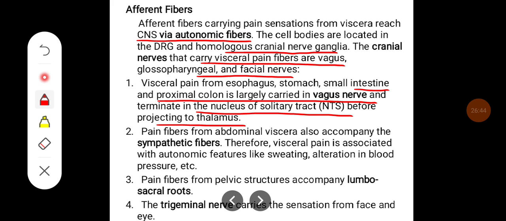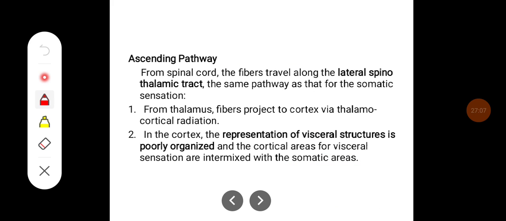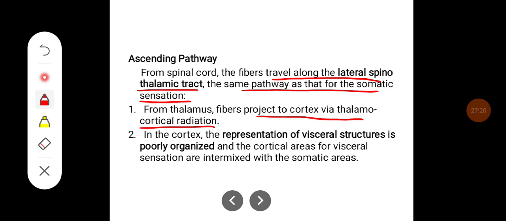The pain fibers from abdominal viscera also accompany the sympathetic fibers. Therefore, visceral pain is associated with autonomic features like sweating and alteration in the blood pressure. Pain fibers from pelvic structures accompany lumbosacral roots. The trigeminal nerve carries the sensation from the face and eye. Then the ascending pathway: from the spinal cord, fibers travel along the lateral spinothalamic tract, the same pathway as that of somatic sensation. From the thalamus, fibers project to the cortex via thalamocortical radiation.